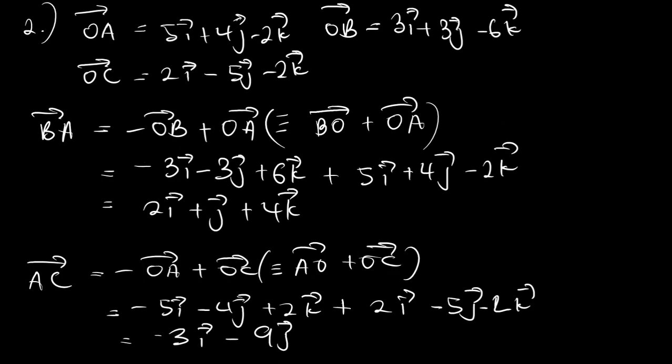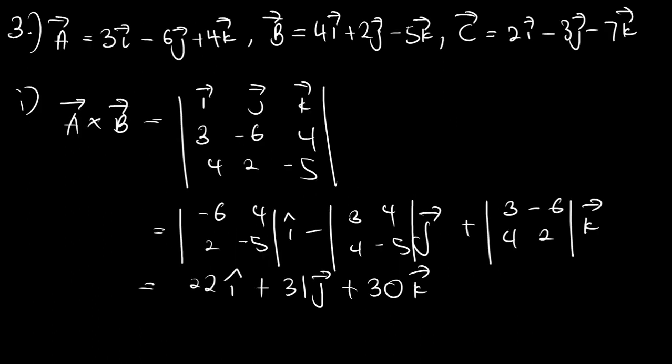And then for question 2, this one needs a little bit of adjustment to find BA. We have OA, OB, and OC vectors. Those are three vectors, and we need to find vector BA. This means that we need to find BO plus OA, which is negative OB plus OA. Then do the maths. We get 2i hat plus j hat plus 4k hat. And then for AC, just do the same thing. We'll get negative 3i hat minus 9j hat, and 0 for the k component.